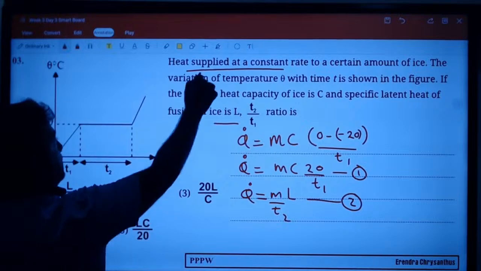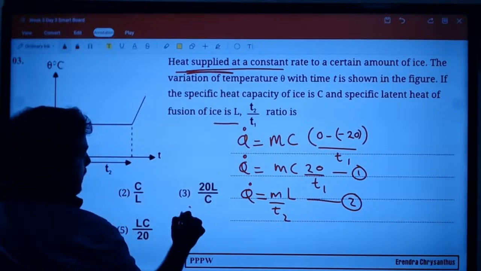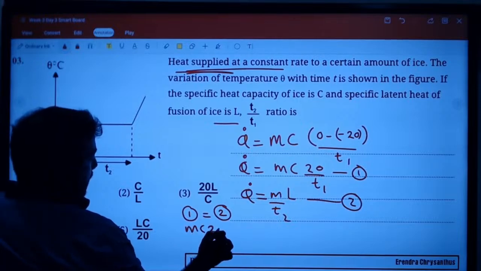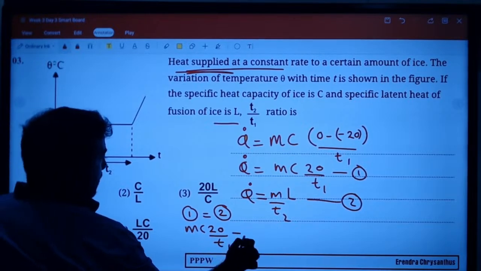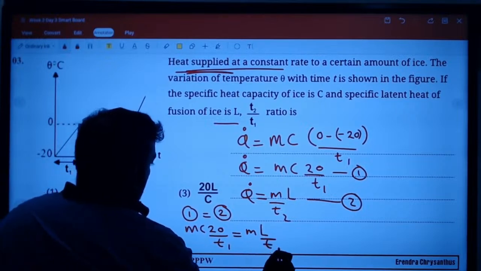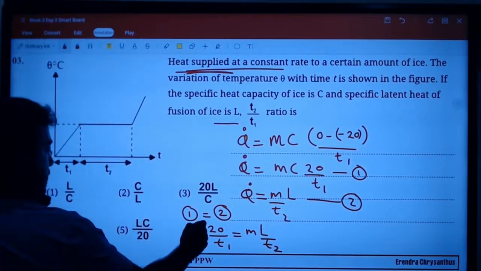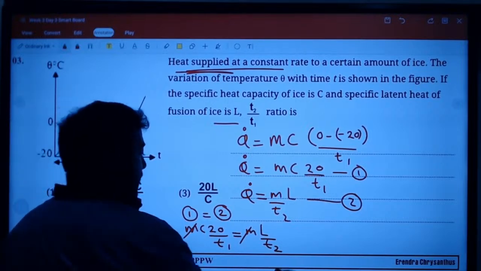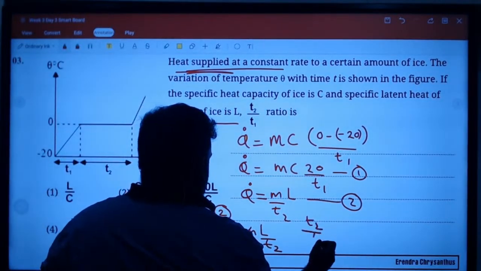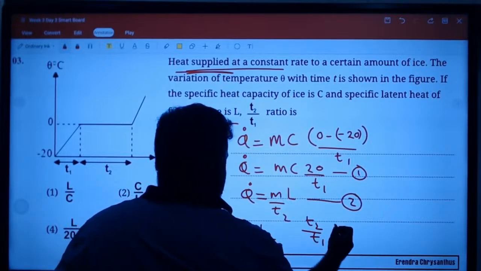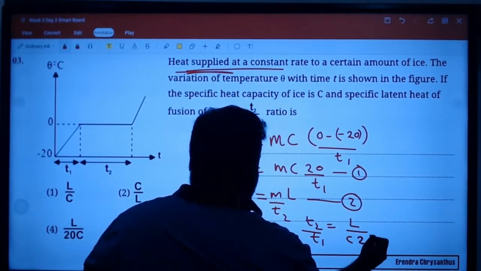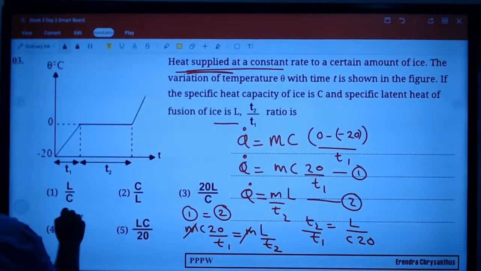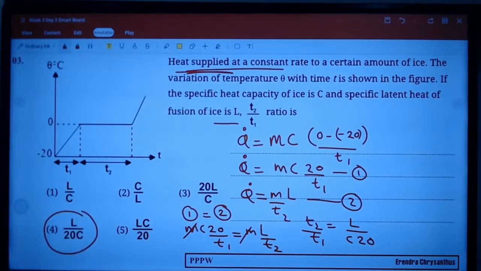Both the heat supplied is constant, so 1 and 2 are both same. MC 20 over T1 equals ML over T2, same mass. M cancels off. What are they asking you? T2 over T1. T2 divided by T1 is L divided by C20. Answer number 4.